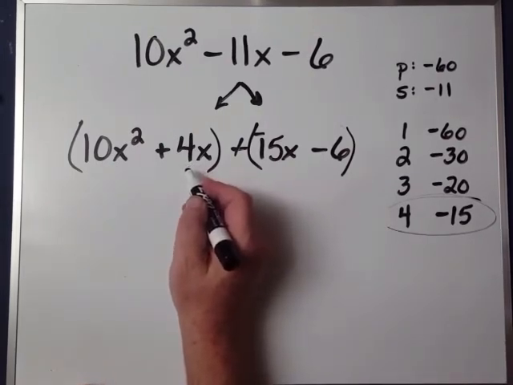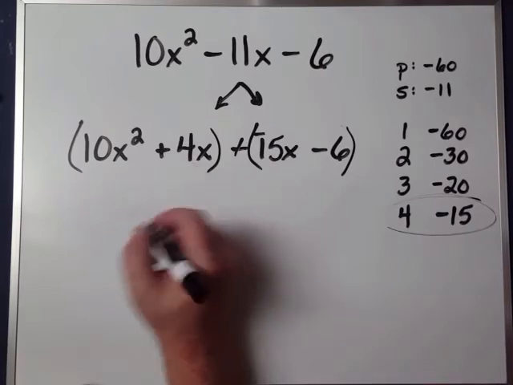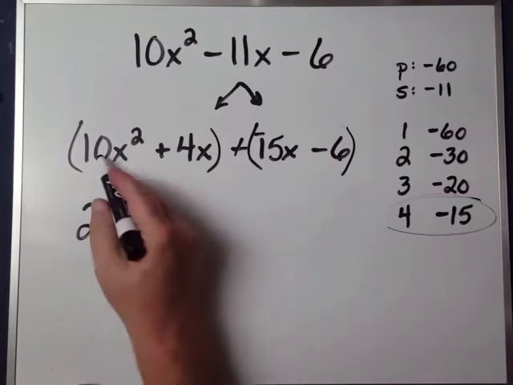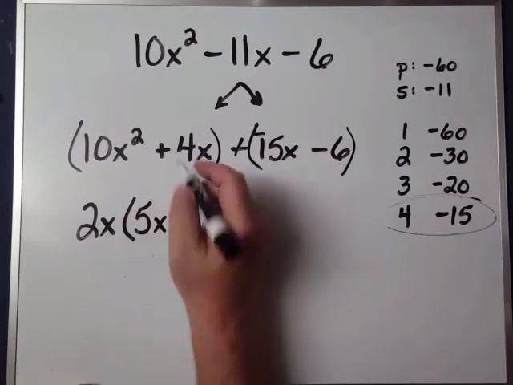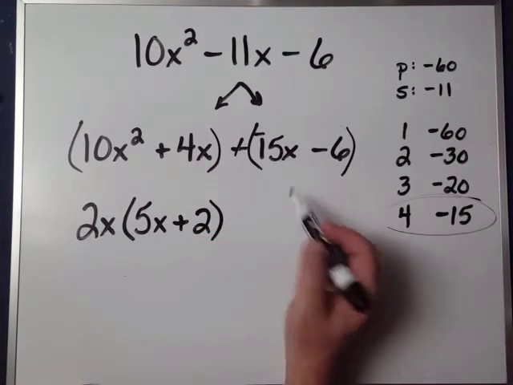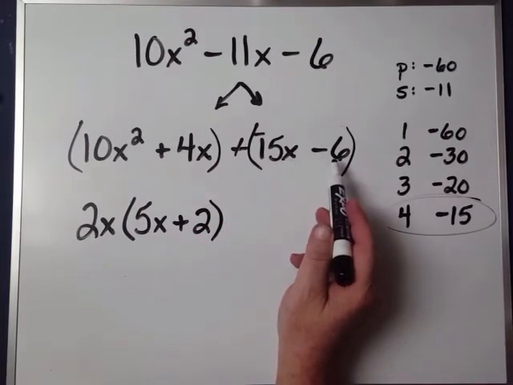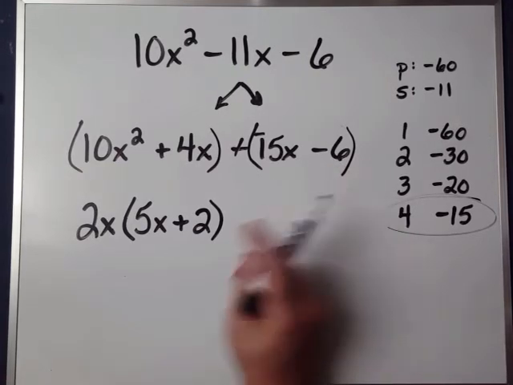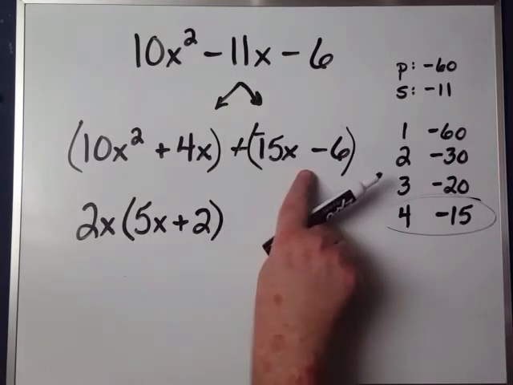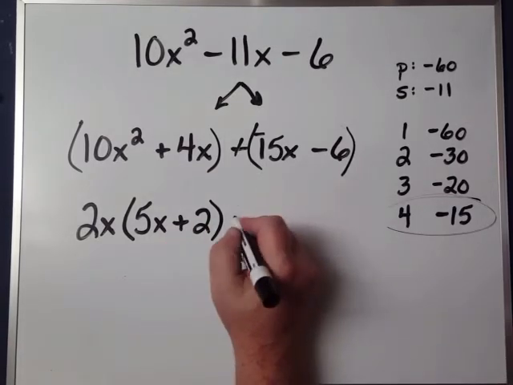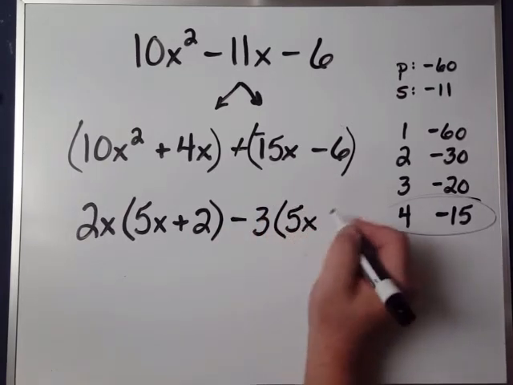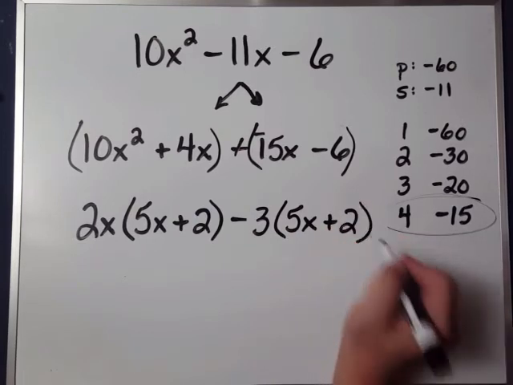Out of the first pair, this time I can factor out a 2 along with an x, which leaves 5x plus 2. Out of the second pair, greatest common factor is 3. Is 3 what I want to factor out? I'm trying to get my two binomial factors to match. And so it's not the 3 I want to factor out, it's a negative 3. Factor out that negative 3 and it will leave positive 5x and plus 2.